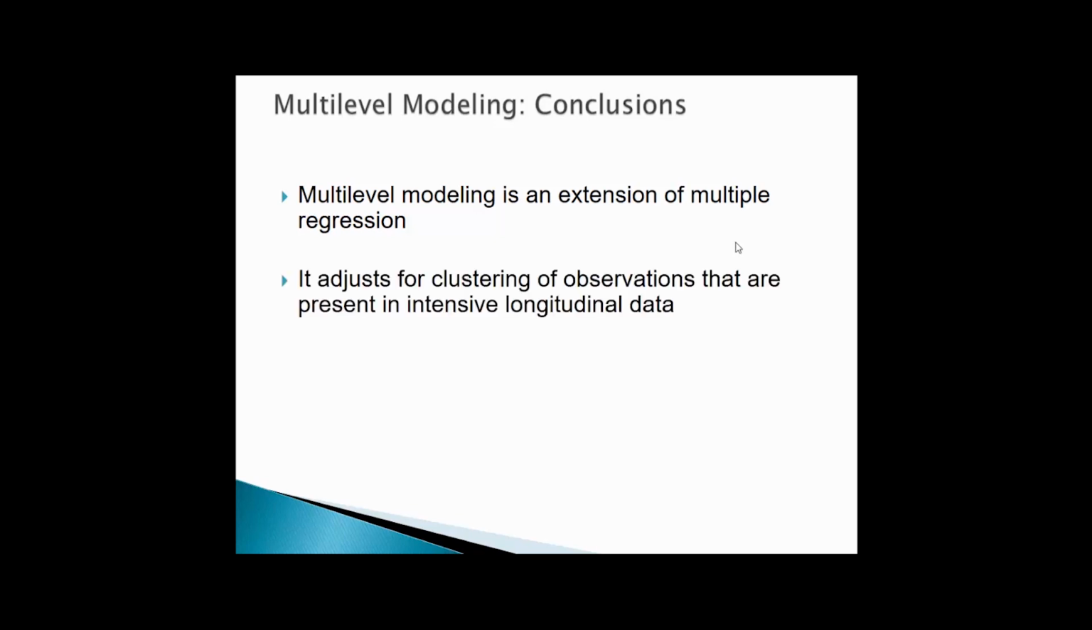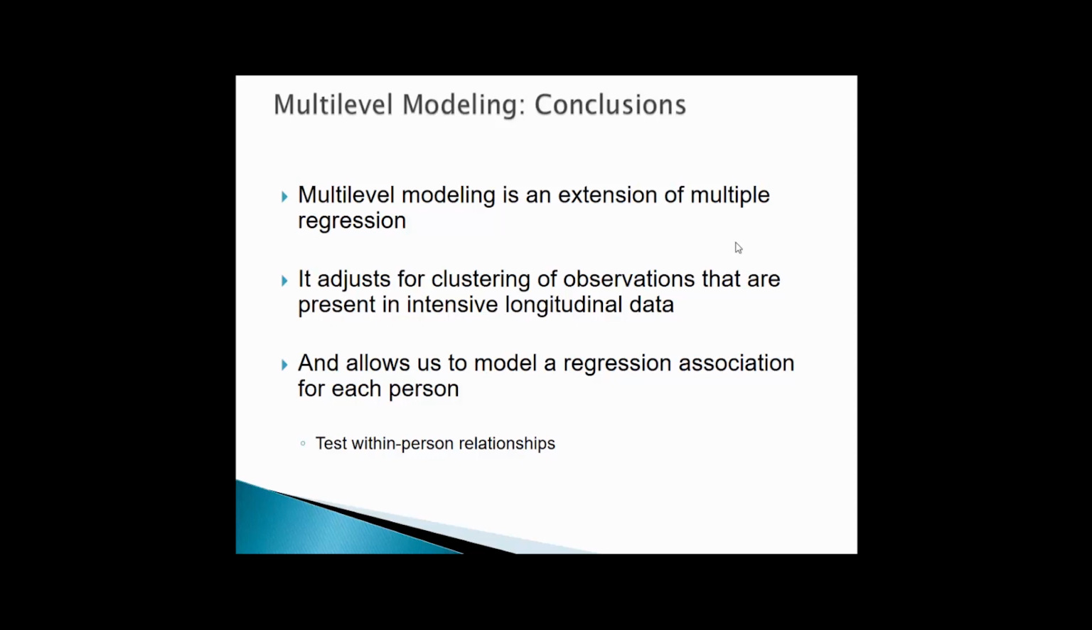Right, so the conclusion that I hope you're taking away today is that multi-level modeling is an extension of multiple regression, where we're essentially doing multiple regression but at two levels, partitioning variance in our predictors and outcomes in order to estimate between and within associations. The model, in doing so, is adjusting for the clustering of observations that are present in intensive longitudinal data, and allowing us to model a regression association for each person and understand how the regression parameters differ across individuals. We can test within-person relationships, and as I've said, examine between-person differences in those relationships.